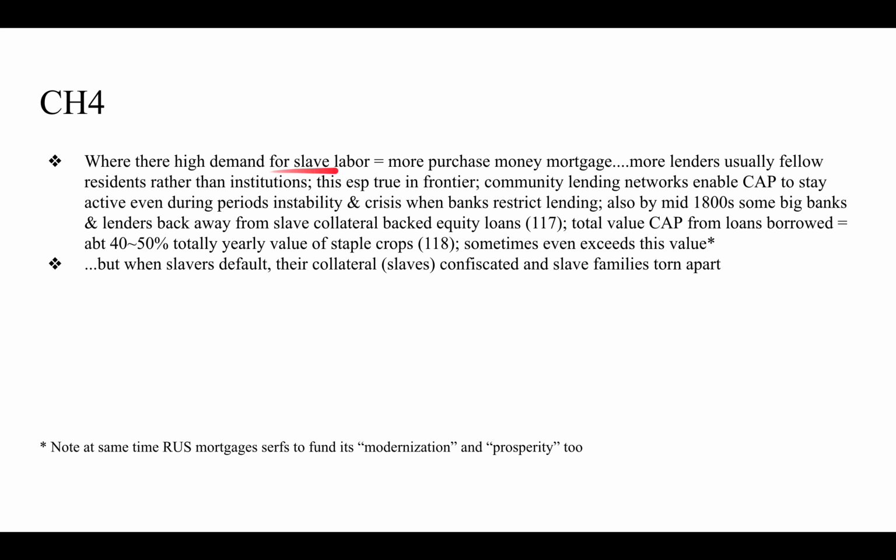Where there was a high demand for slave labor, there were more purchase money mortgages, and lenders were usually fellow residents rather than institutions. Okay, so this is a kind of unique thing that she notes about slave finance at this time. This was especially true in the frontier. Community lending networks enabled capital to stay active even during periods of instability and crisis when banks restricted lending.